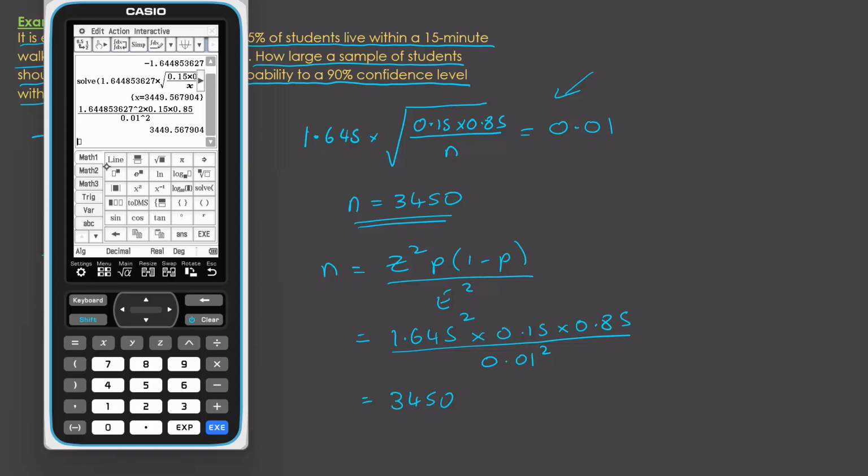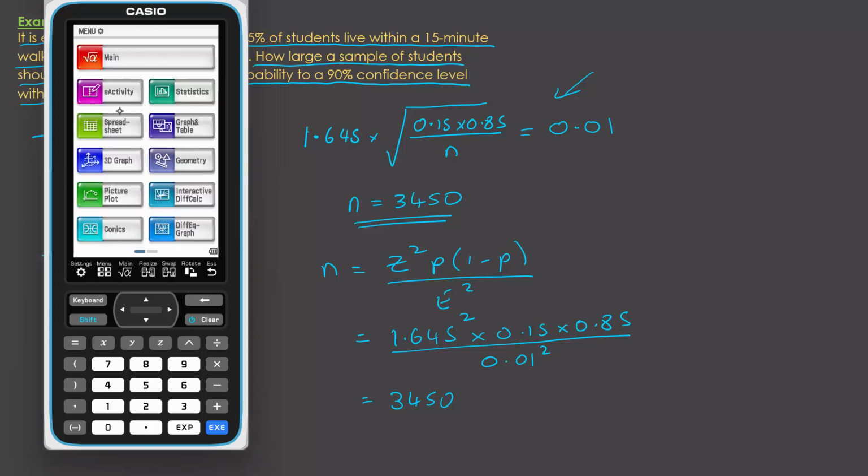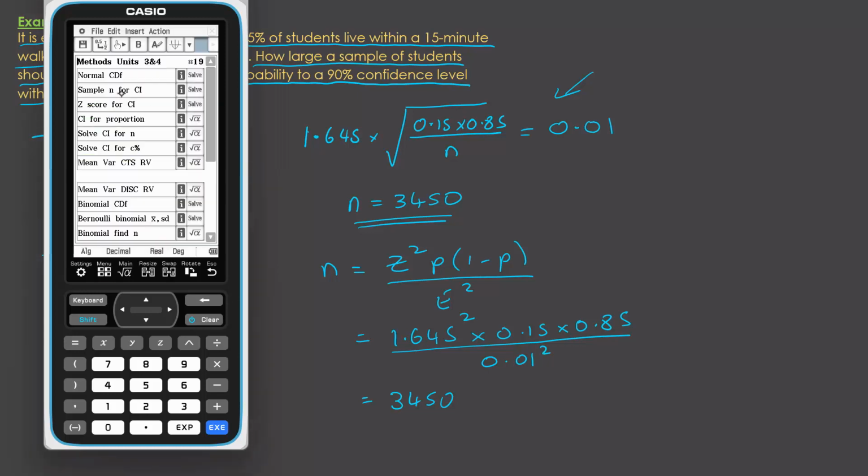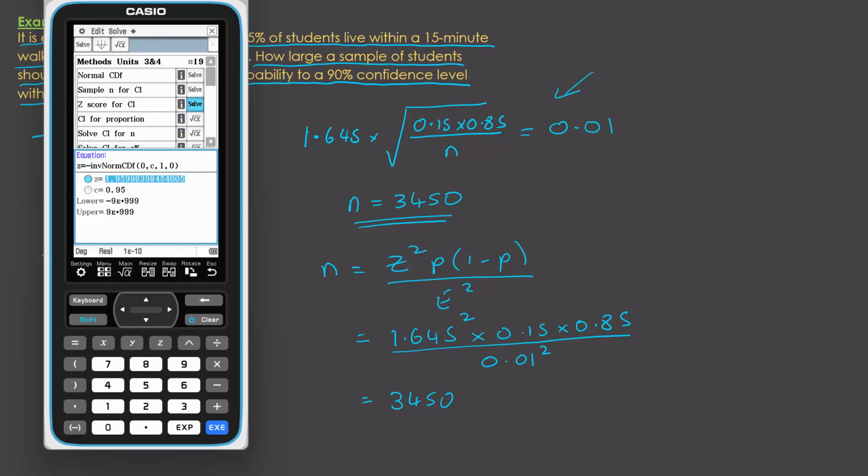Now, we can do that all with an e-activity, and I really suggest that you learn to use the activities. So first thing here, z-score for CI. We wanted a 90% confidence interval. So let's put that there and then calculate the appropriate z value. And then we want the sample n for confidence interval. And you'll notice that's that formula that we've got down there.